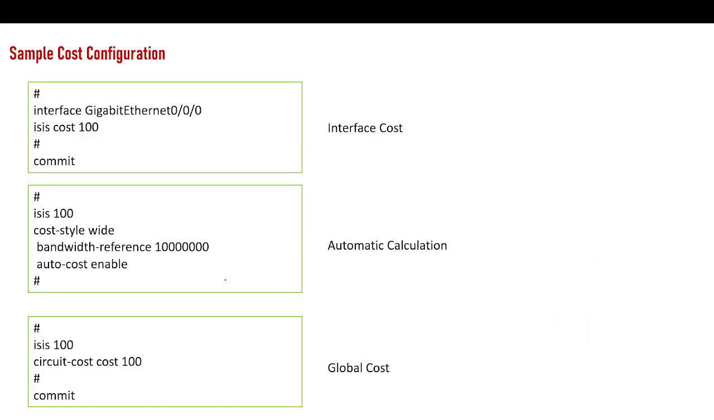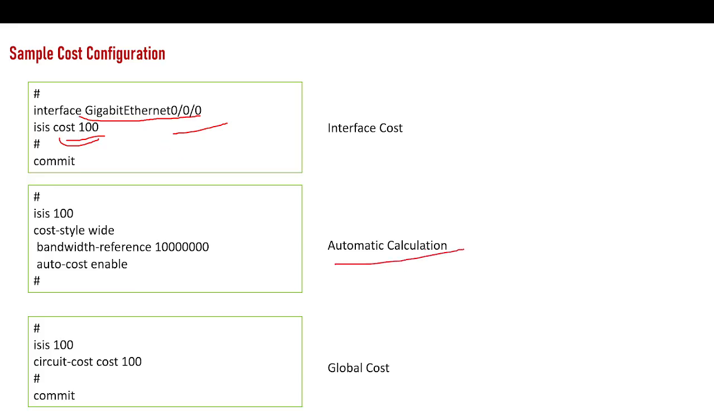How do you configure? These are samples of how to do cost configurations on Huawei. For the interface configuration, you just set ISIS cost and then you set it to 100. So we have to be under this interface and we set the ISIS cost to 100. This is how you set the interface cost.